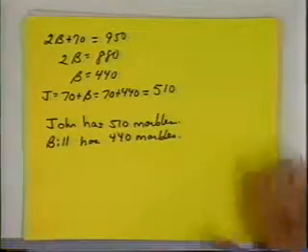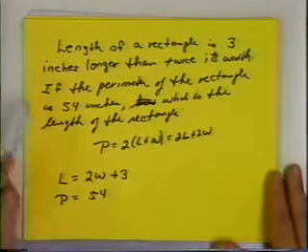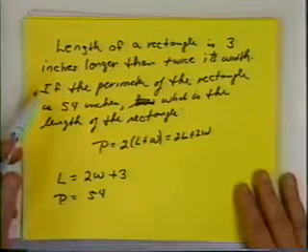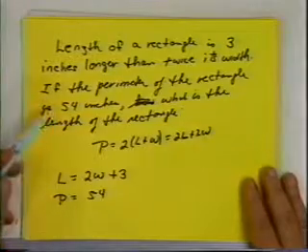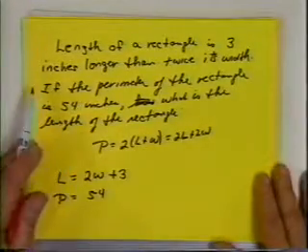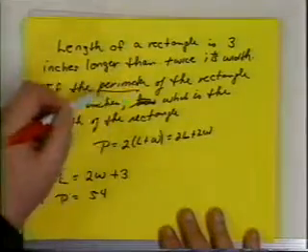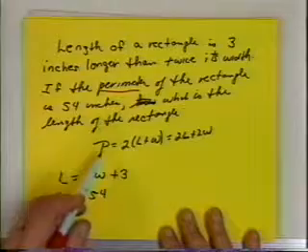Let's look at another problem, quite different. It says the length of a rectangle is 3 inches longer than twice its width. If the perimeter of the rectangle is 54 inches, what is the length of the rectangle? Now there's a few things we have to know. We have to know what perimeter means. Well, the perimeter is the distance around.